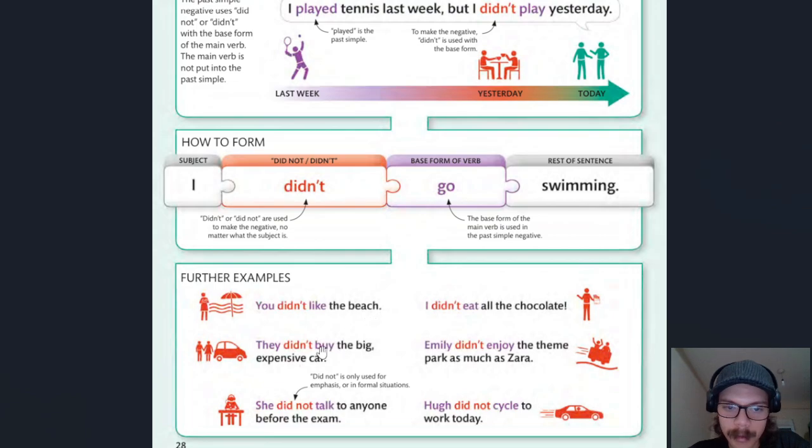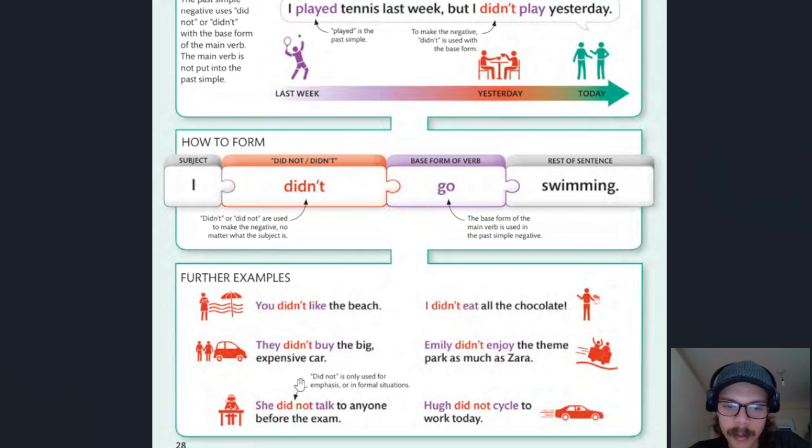You didn't like the beach. They didn't buy the big expensive car. She did not talk to anyone before the exam. I didn't eat all the chocolate. Emily didn't enjoy the theme park as much as Sarah. Hugh did not cycle to work today. Okay, so you have two examples here where it's separated, did not. And then you have four examples where you use the contraction, didn't.